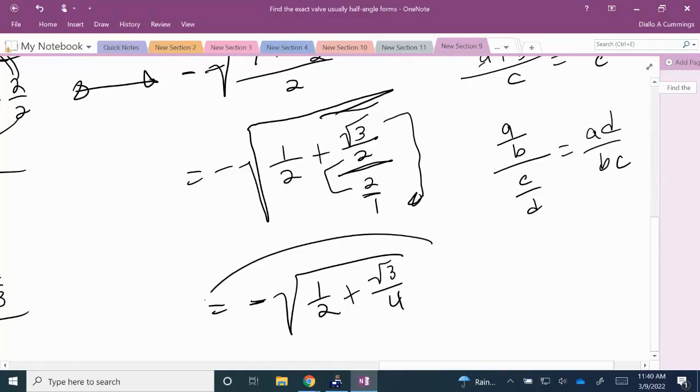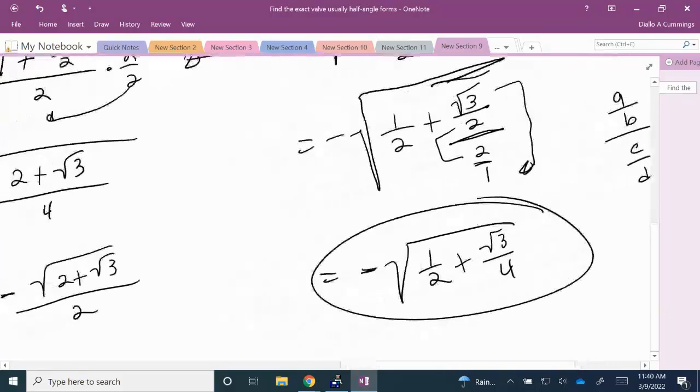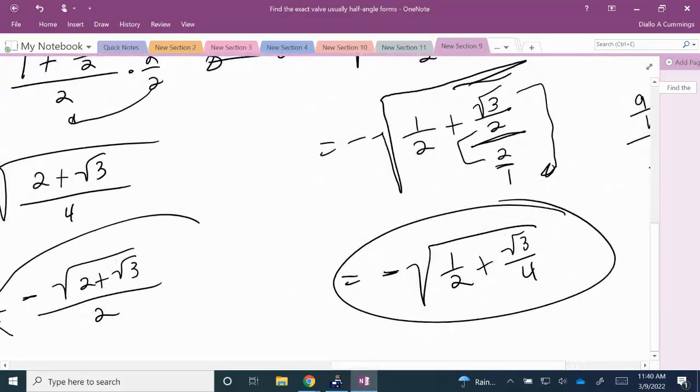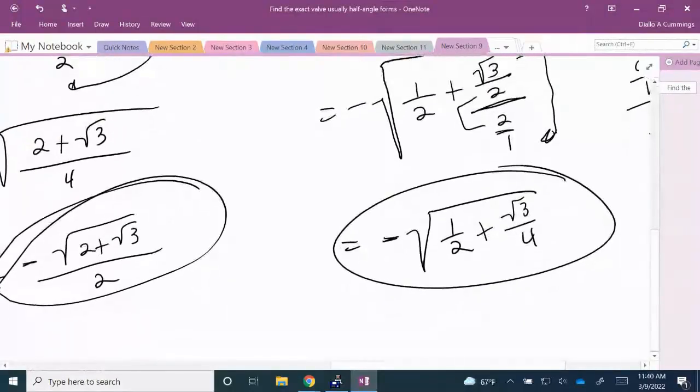So you may see a solution that looks something like that as far as the problems are concerned, but they will accept both of these solutions. All right, so any questions about this problem?